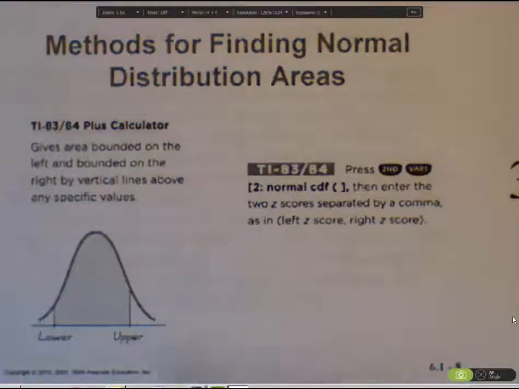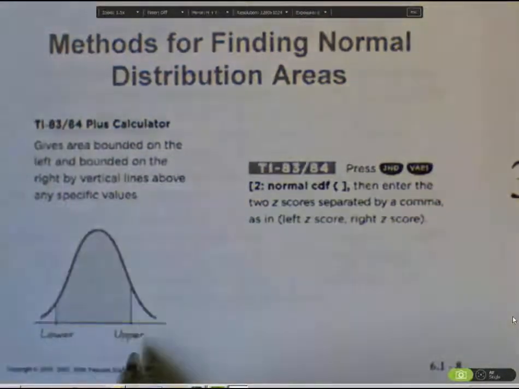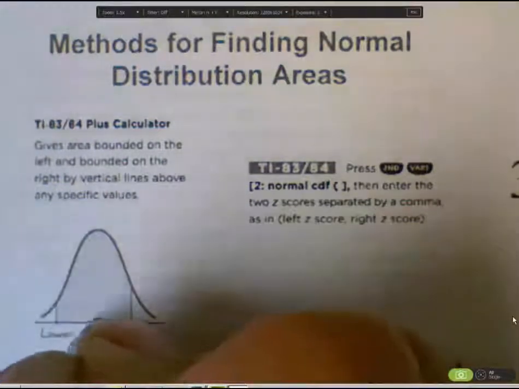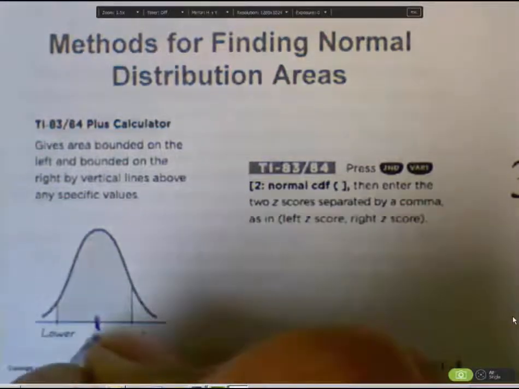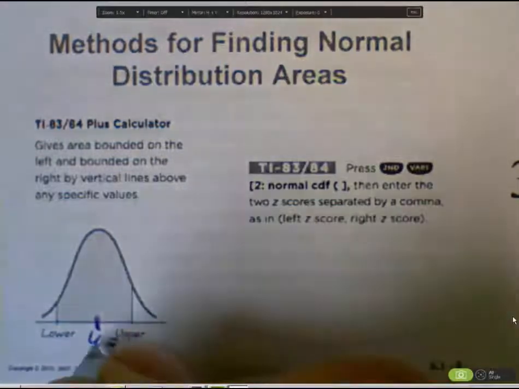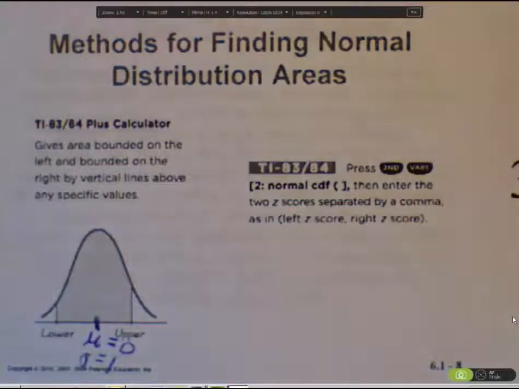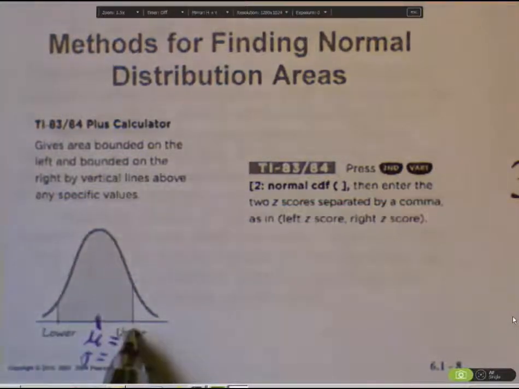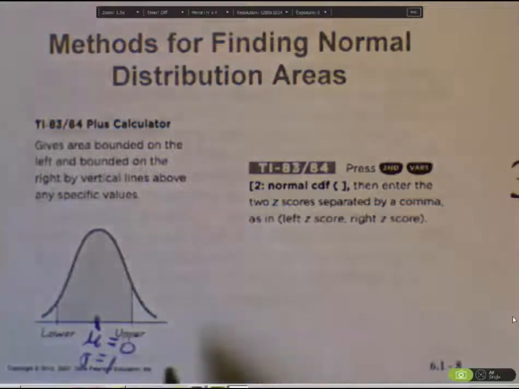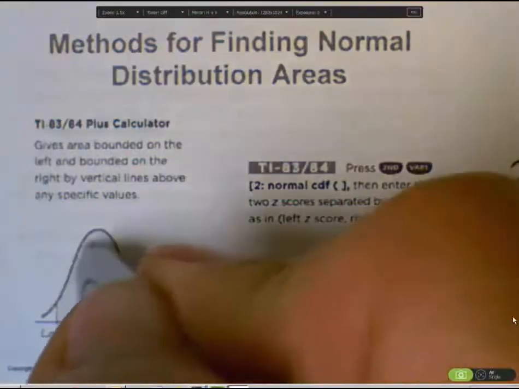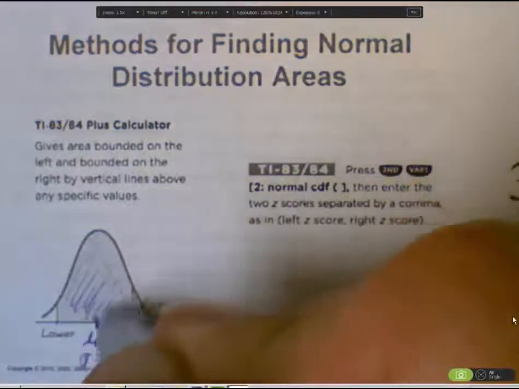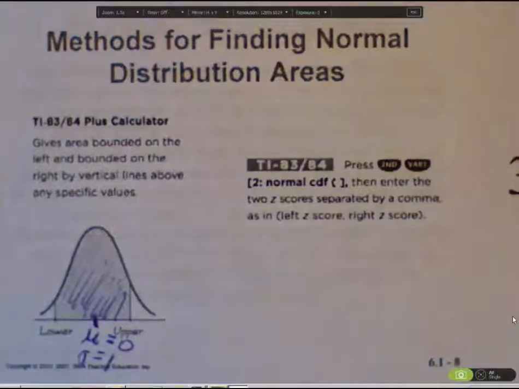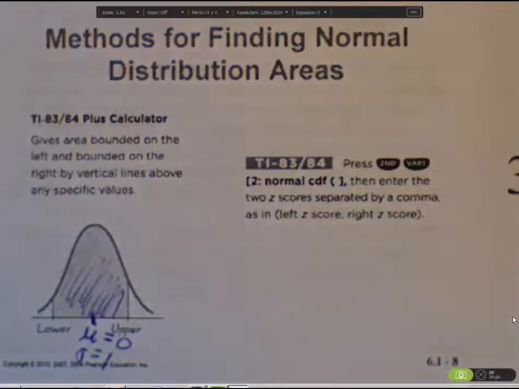I'm going to give you a standard normal distribution. I'm going to tell you, because it is a standard normal distribution, the mean is 0 and the standard deviation is 1. And then I'm going to give you some lower boundary and upper boundary and ask you to find the probability or the area of any randomly selected value lying between that lower and upper value.